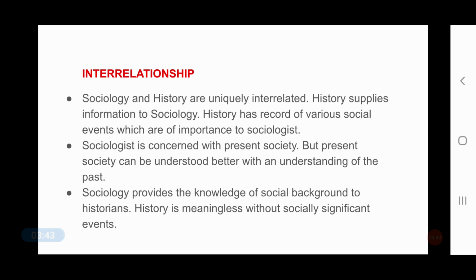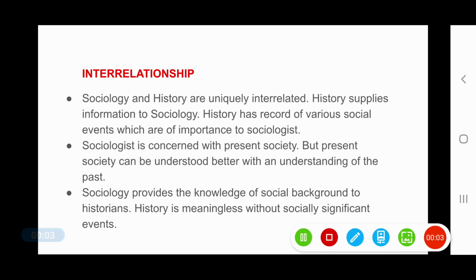See, for example, the sociologist has to study a particular social institution called marriage. Now, to understand the marriage practices of a present day society, the sociologist also needs to understand how the marriage practices have evolved over time. And to understand this, the sociologist obviously needs the help of a historian. So, to understand a present society better, we always have to fall back upon history to understand the past of that society so that we get a holistic picture of the present.